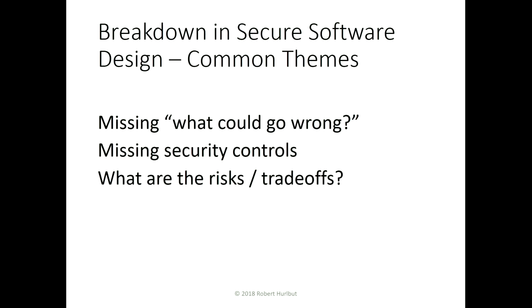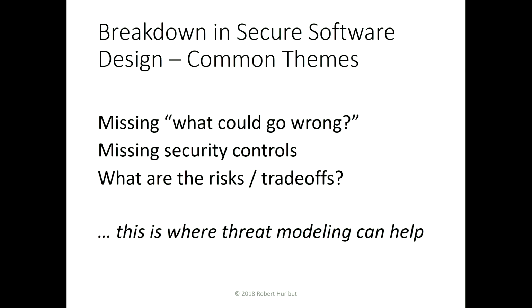And so on. I know a lot of companies right now are dealing with the latest thing. You've heard of Meltdown and Spectre. There are some big things going on right now in the security industry and with companies, trying to think about, okay, now I know this, what do I do with it? Well, this is where I think threat modeling can help to determine these kinds of things. What could go wrong? What security controls are missing? And then what are the risks and trade-offs? So let's talk about the what.